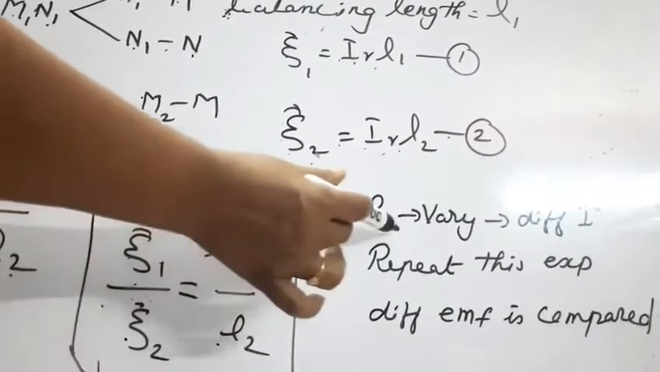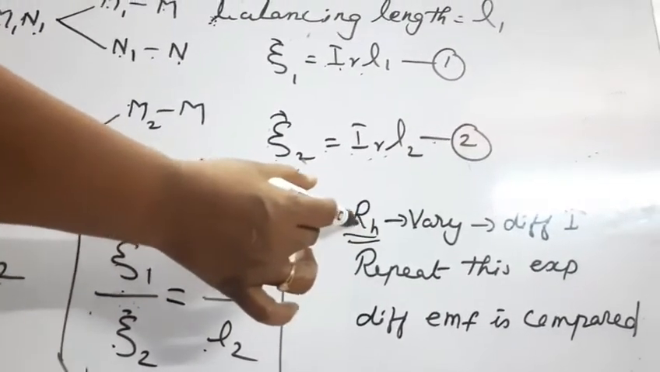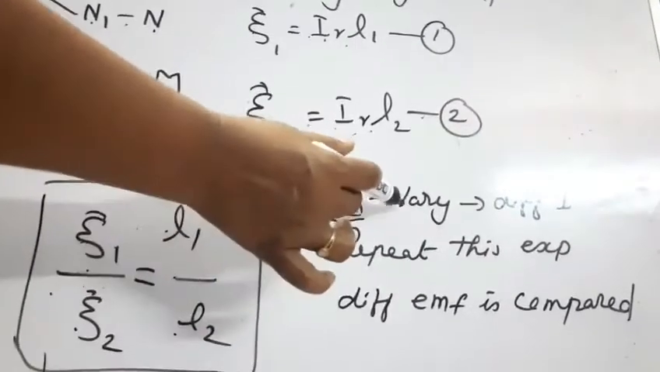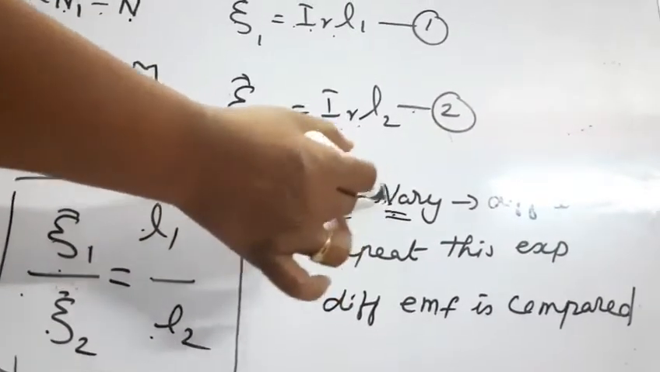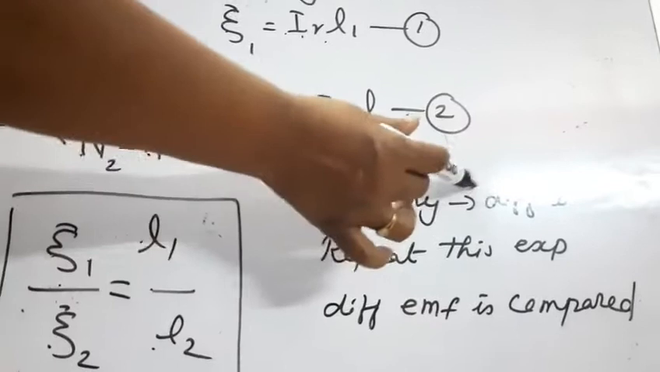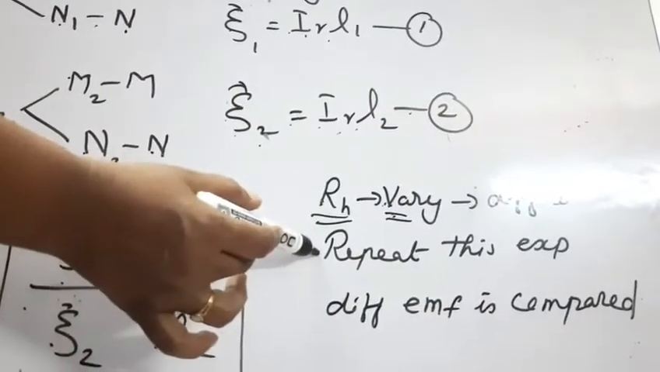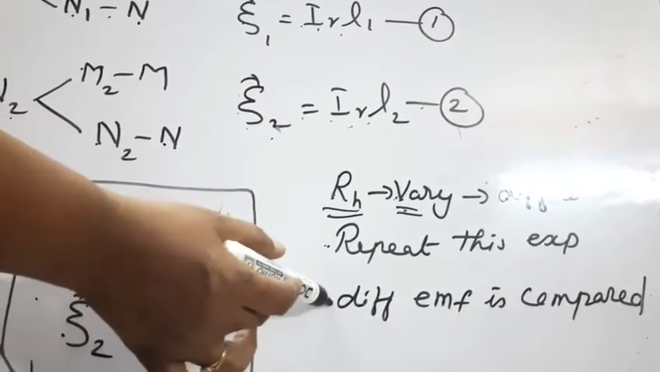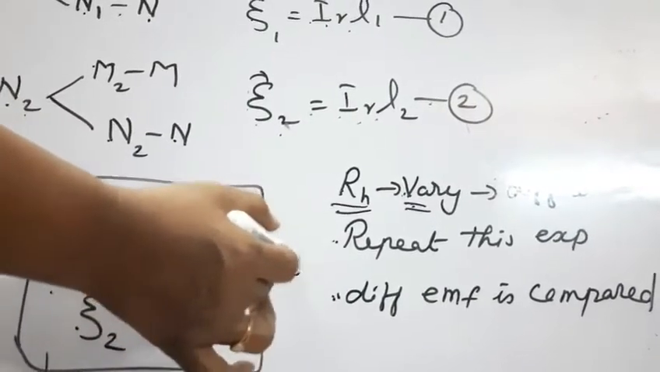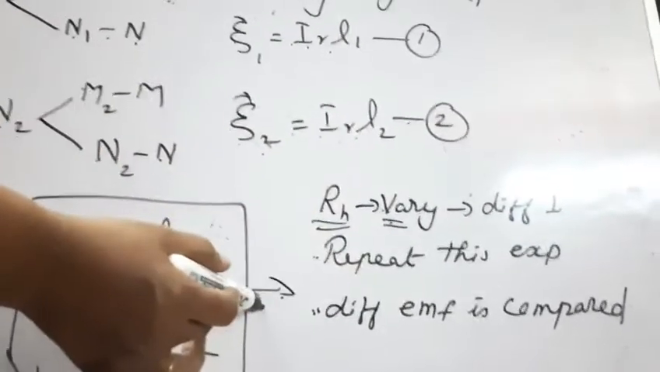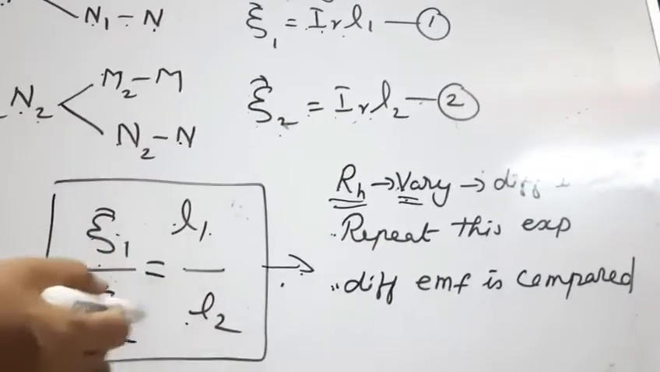Now in this circuit a rheostat is there. In this rheostat we vary some resistance, and with the different currents we repeat the experiment. Finally we can get the EMF. Like that we can take many EMF readings and finally compare the EMF using the potentiometer.